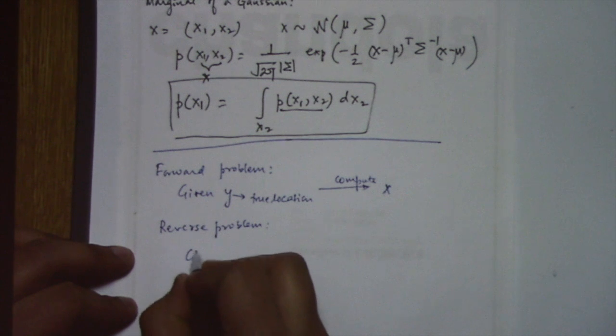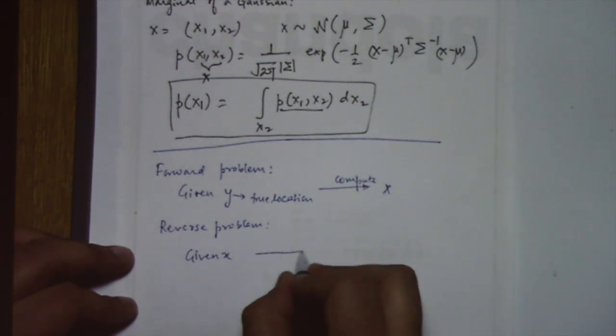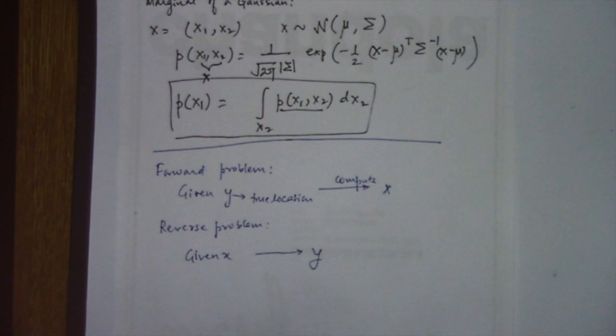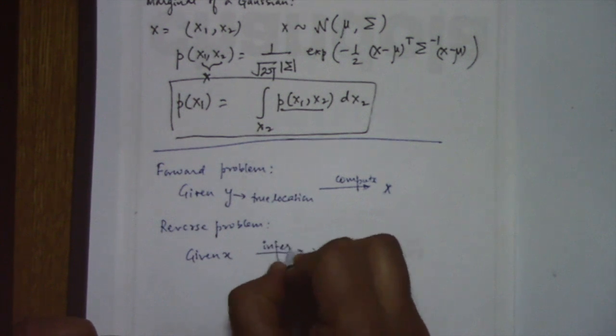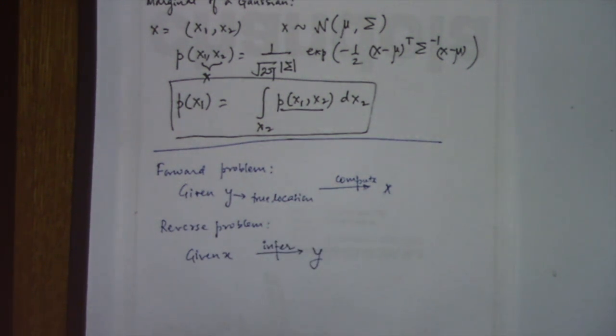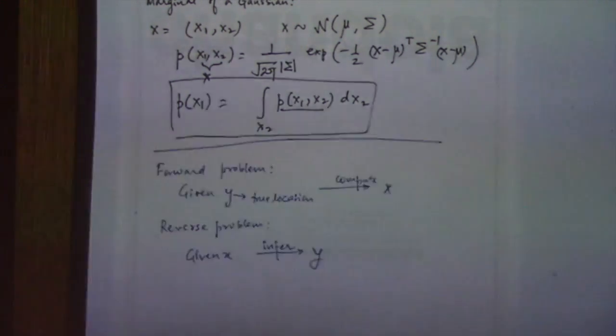which is, given x, find y. Now this cannot be done exactly, because you don't know how the pattern works. And that is why we call that the inference problem. We infer y given x. And that is what we are going to do with this linear Gaussian system. Any questions about it?